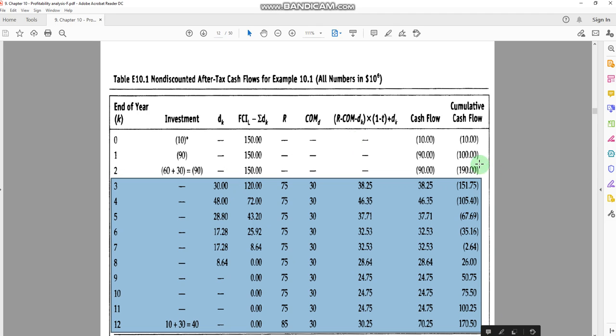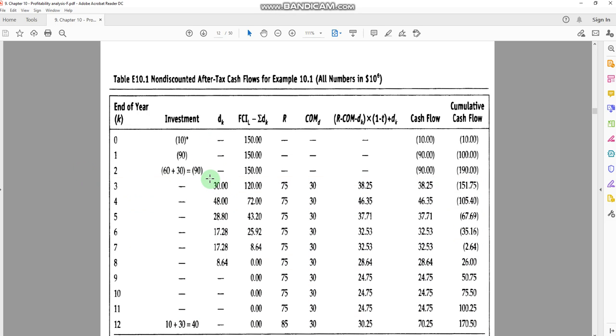Now after year two we have to use the depreciation by the MACRS method. So you can multiply here by the 20% of the fixed capital investment, and you get the $30 million. Then you multiply with the 32% here, as given in the MACRS table that we studied in the previous lecture, and so on.